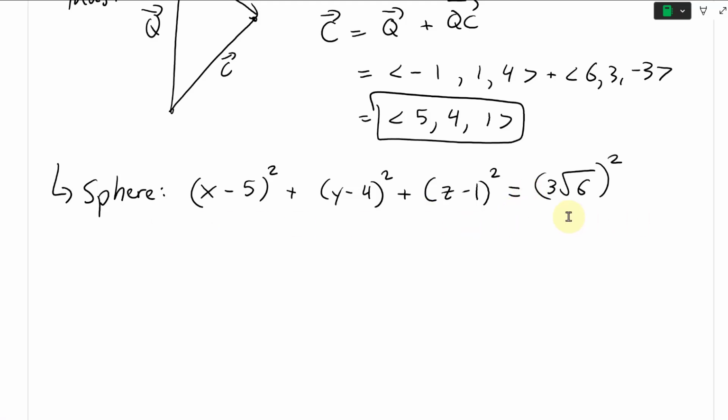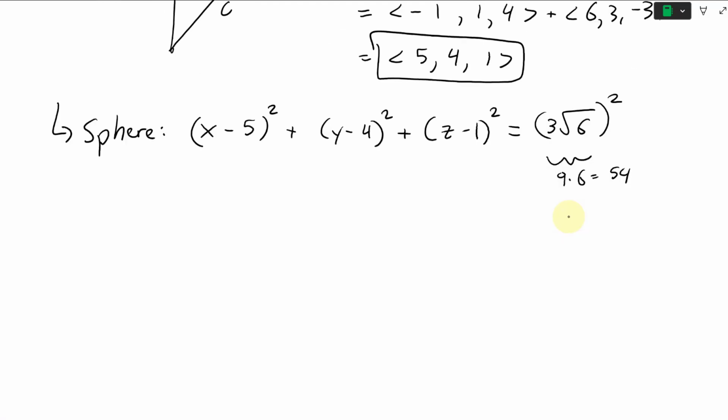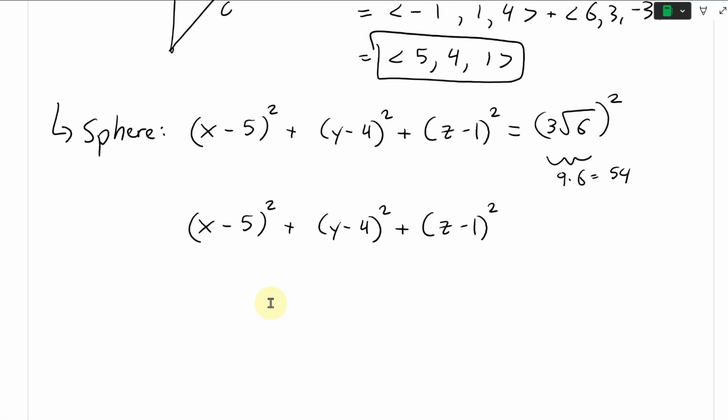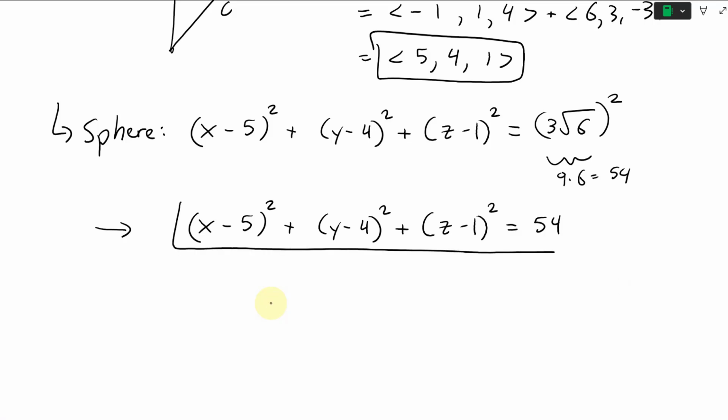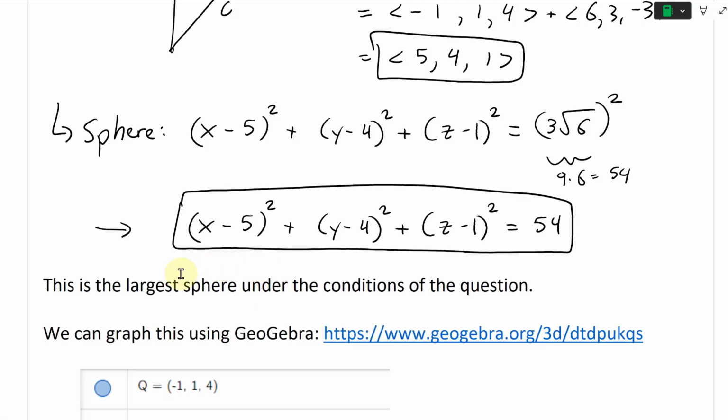This one is just 3 squared, which is 9, so this is 9 times 6. The square root cancels with the squaring, so 9 times 6 equals 54. So we could just copy and paste this and equate it all, move it down here, and this equals 54. And this is the largest sphere under the conditions of the question.